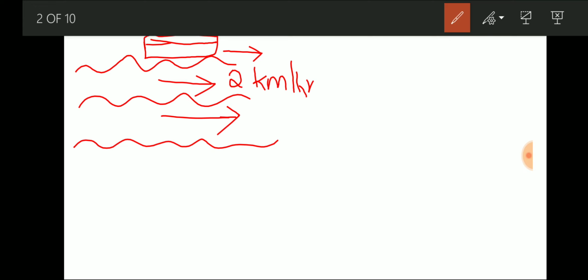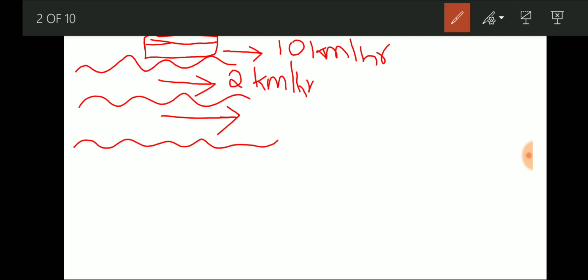Now, let's add another point. Suppose this boat is replaced by a normal boat which can naturally travel at 10 kilometers per hour in still water, water which doesn't have any movement, without any support from the river. If this boat is placed on a river which is flowing at 2 kilometers per hour, what will be the speed of the boat?